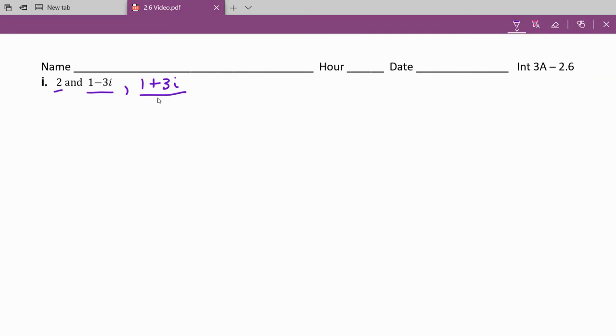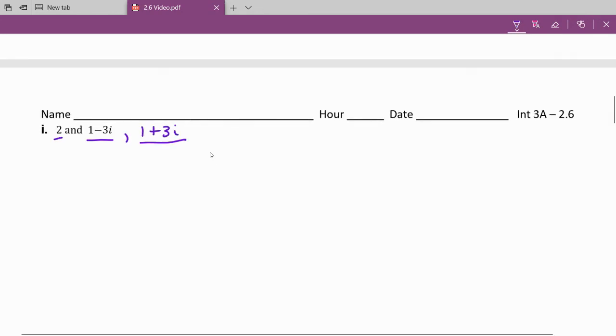It looks as if I might have another example on your paper, letter J, but I don't see it on here. So I will try to make room for that letter J. Okay, so keep in mind that when you write your factors, the factor is always equal to x minus the root.